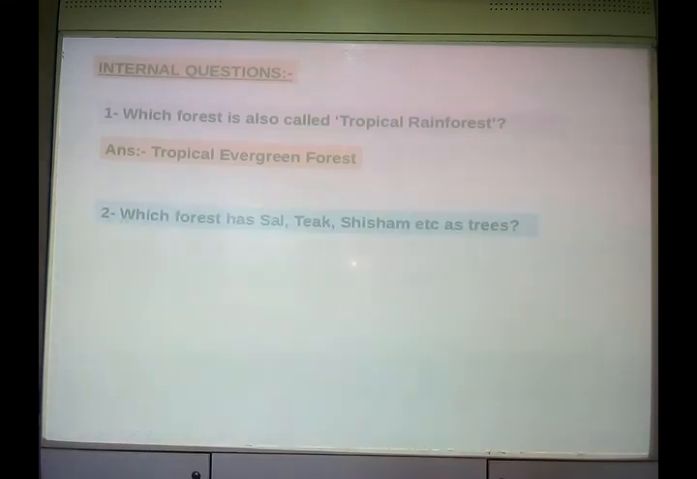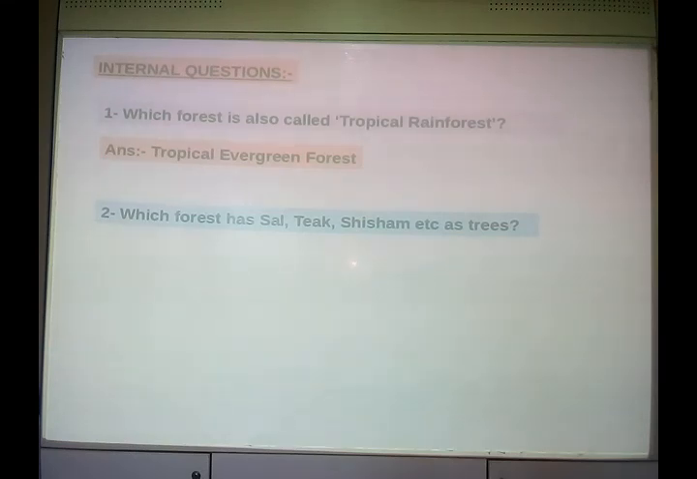Which forest is also called tropical rainforest? It is tropical evergreen forest, okay, whose other name is tropical rainforest. Okay, another question coming your way. Which forest has sal, teak, shisham, etc. as trees?